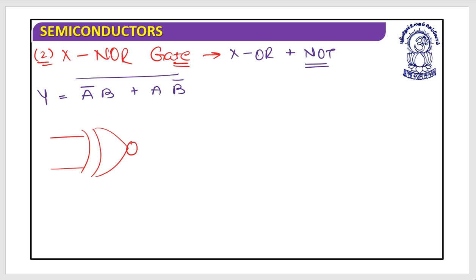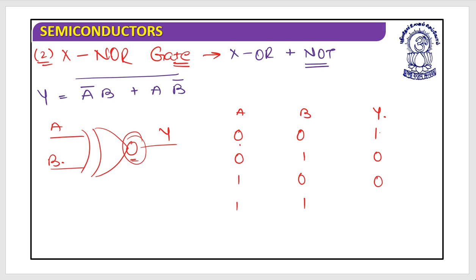Yes, this is A, B, and Y. This bubble represents XOR plus not. And if I go for the truth table of this, it's A, B, and Y. This could be 0 0, 0 1, 1 0, 1 1. Then if it's an XOR, this will be the 0. This is basically XOR plus not. So this is 1, this is 0, this is 0, this is 1. So now again, if you look at this carefully, this is known as the equality detector.